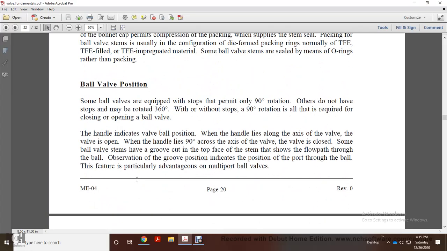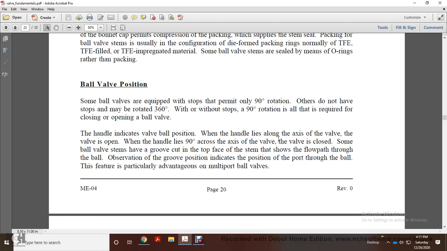Ball valve position. Some ball valves are equipped with stops that permit only 90-degree rotation, but others do not have stops and may be rotated 360 degrees. With or without stops, 90 degrees of rotation is all that is required for the closing and opening of the ball valve. The handle indicates the ball valve position.